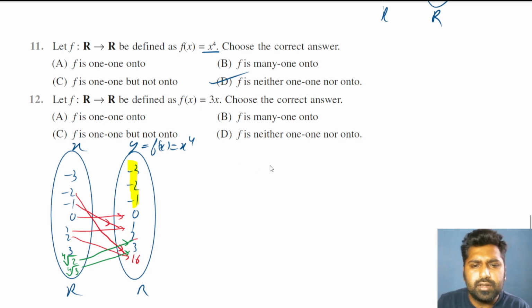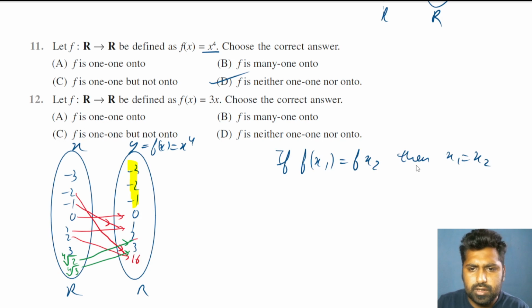So remember the other definition of your 1-1. What was that? That f(x1) is equal to f(x2). If this happens, then x1 should be equal to x2. If this is true and we can generate this, that is, if this implies x1 equal to x2, then we can say the function is 1-1. This is applicable only for 1-1, not for onto.